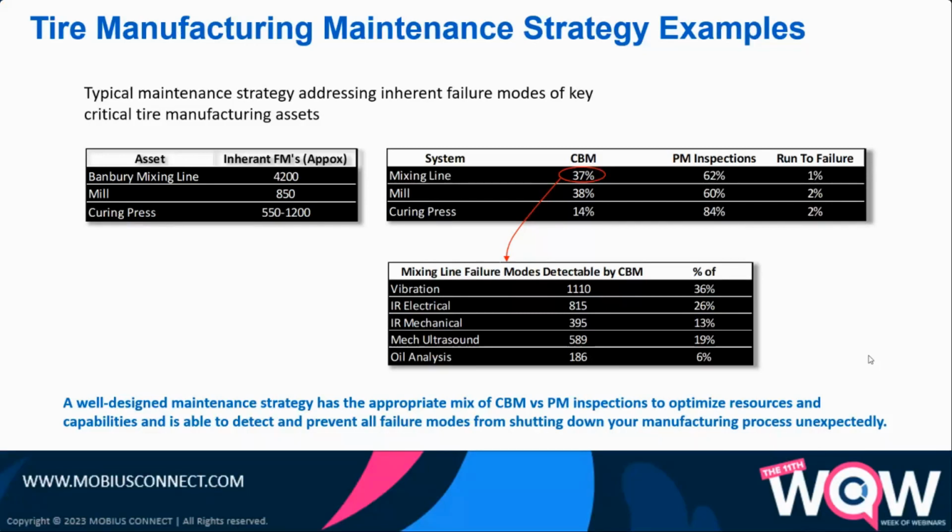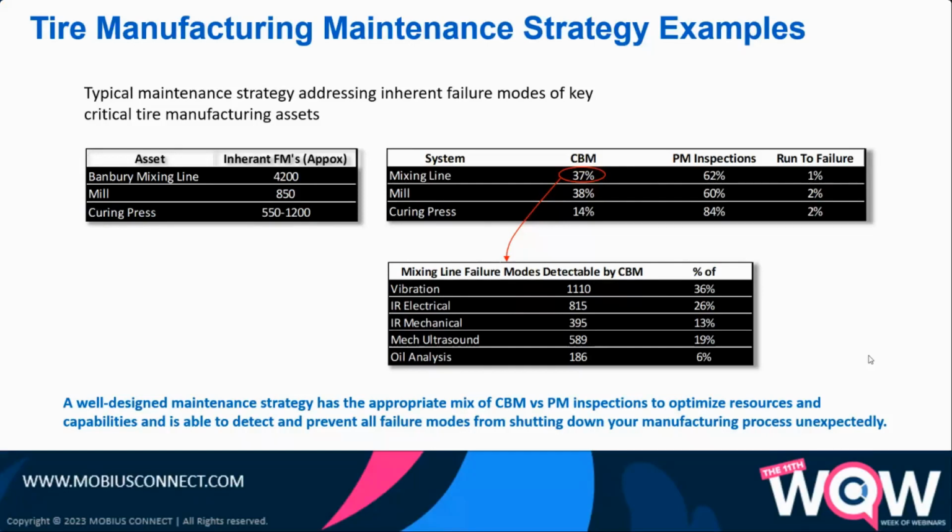So here's an example. This is a typical manufacturing strategy in the tire manufacturing industry. We've been working in the tire industry now for well over a decade. And what we have seen and created across critical assets is shown here. On the left-hand side, a Banbury mixing line typically has about 4,200 inherent failure modes, a rubber mill 850, and a curing press 550 to 1,200. And the variance there would be the type of loaders that are used on a curing press, right?